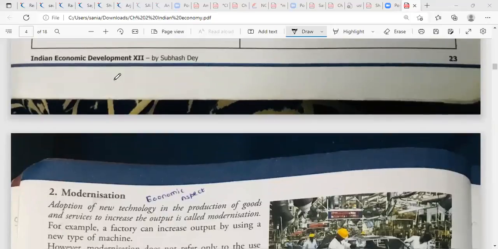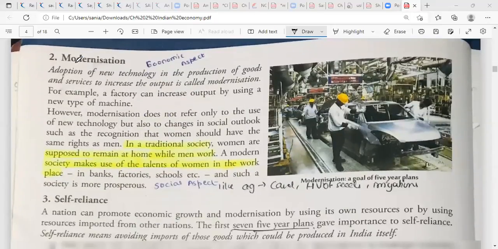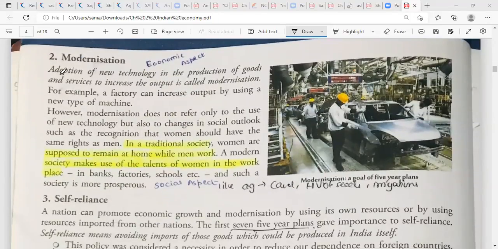Now coming to the second one, which is modernization. Ma'am, what is modernization? Adaptation of new technology in the production of goods and services to increase the output is called modernization. So modernization is basically adopting new technology. Why are you adopting new technology?